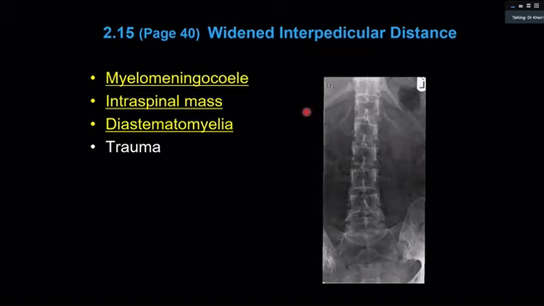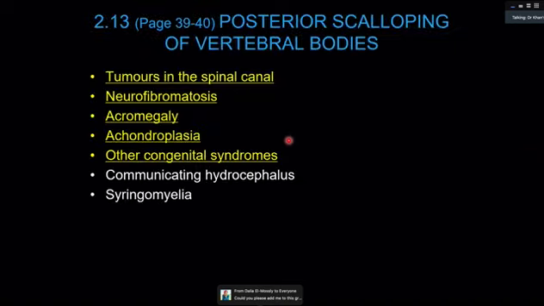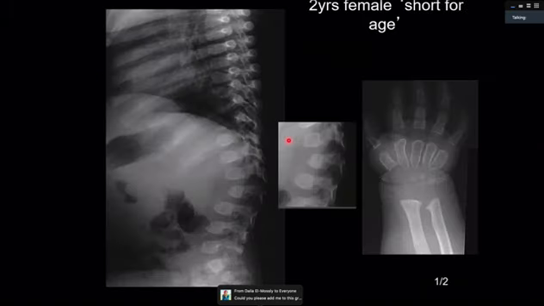And there is another differential in your book, which is widened interpedicular distance. Myelomeningocele is one, but intraspinal mass, diastematomyelia, these are the ones which can cause widened interpedicular distance. Yes, please.